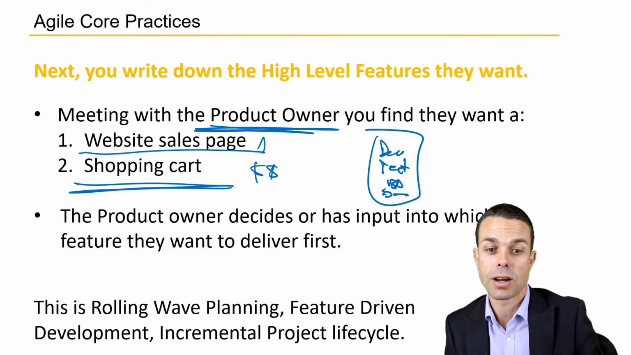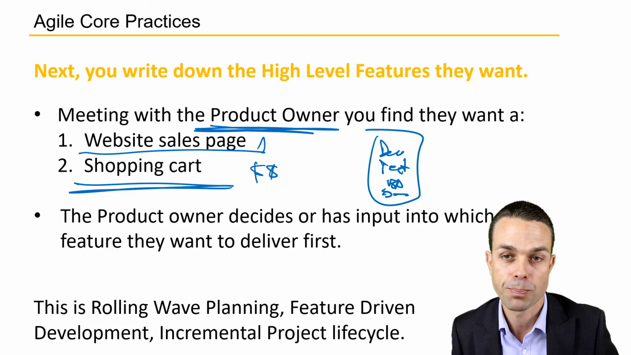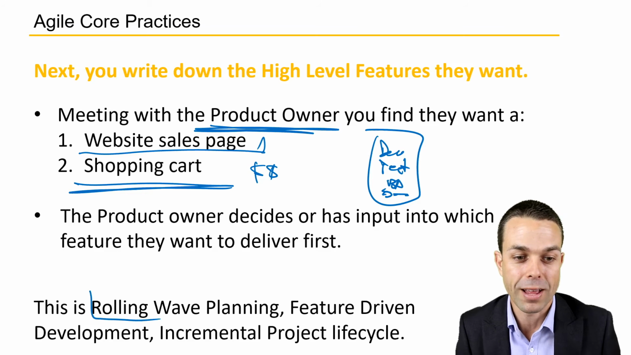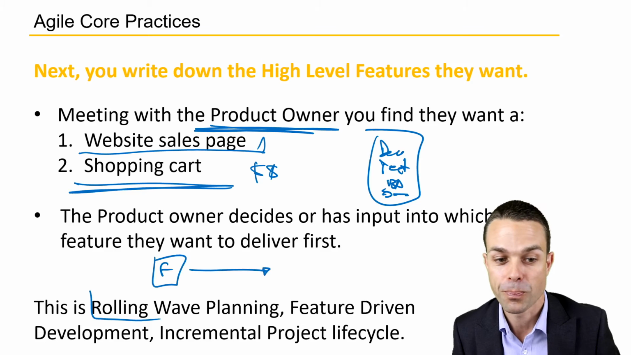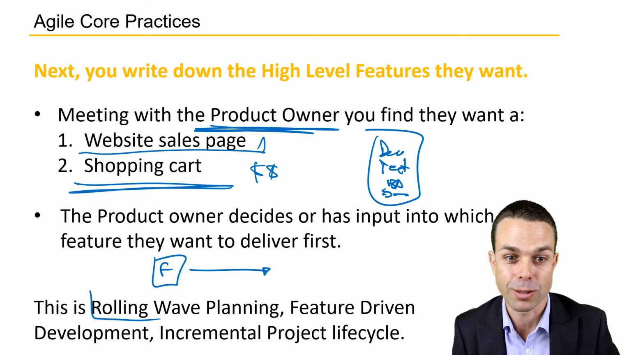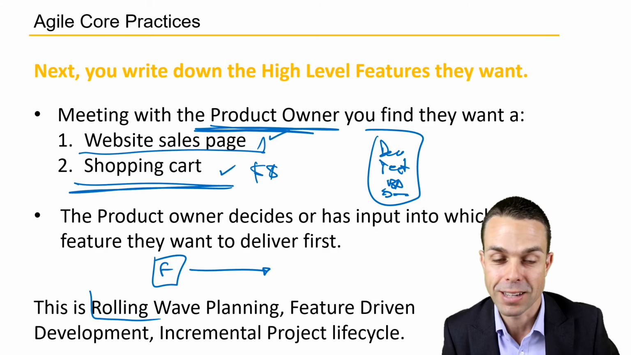And the product owner decides or has input into which feature they want to deliver first. So you will very much notice that this is rolling wave planning, where we're starting at a high level feature first. We'll plan in more detail later on. It's also feature driven development, where we're planning by features. So we've got the website sales page as a feature and the shopping cart as a separate feature.